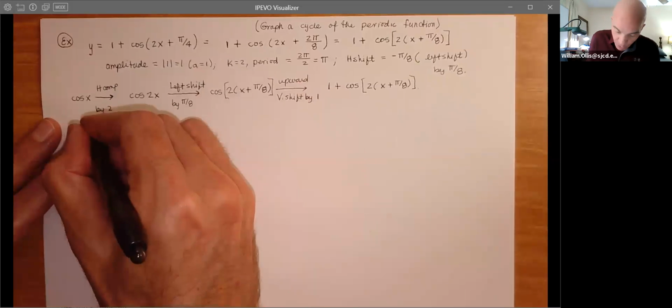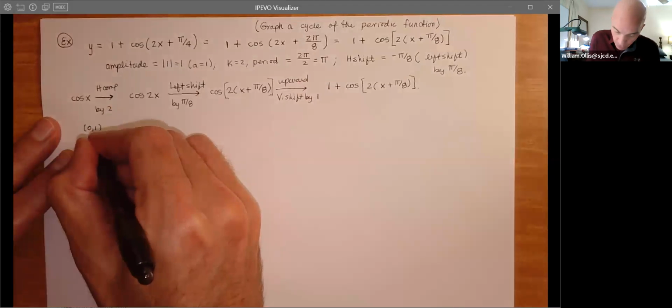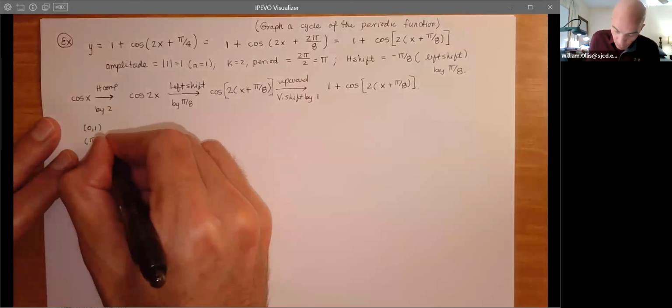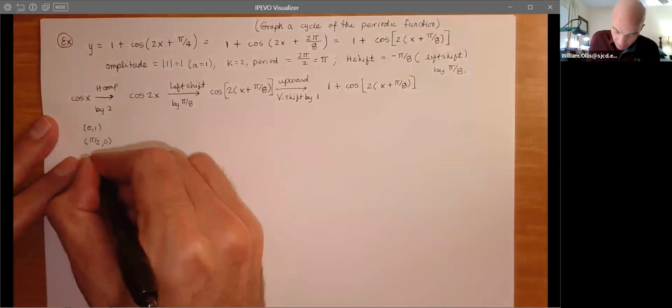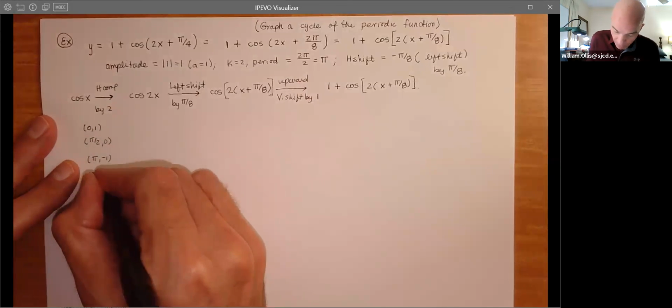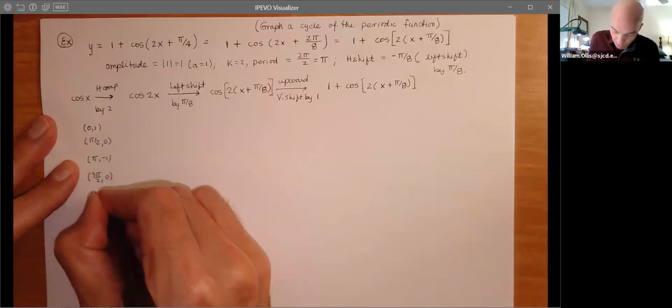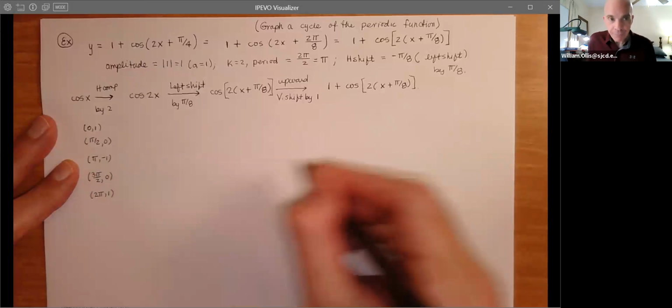So now let's move the principal points: 0, 1, pi over 2, 0, pi, negative 1, 3 pi over 2, 0, and then 2 pi, 1.